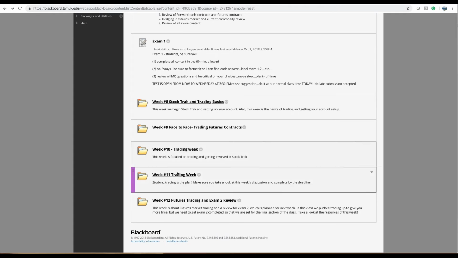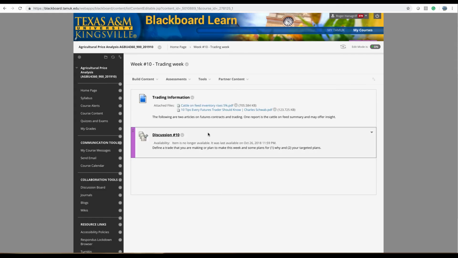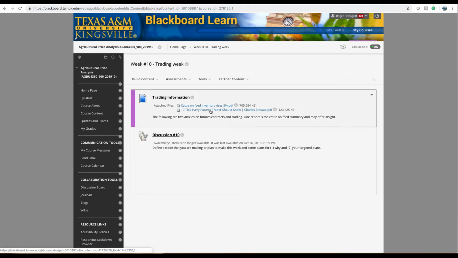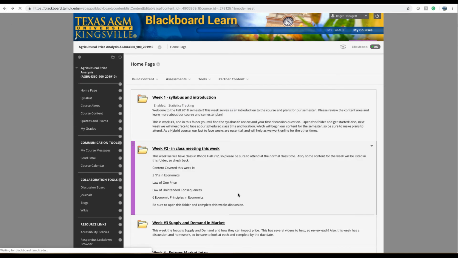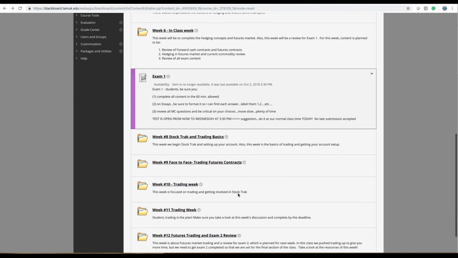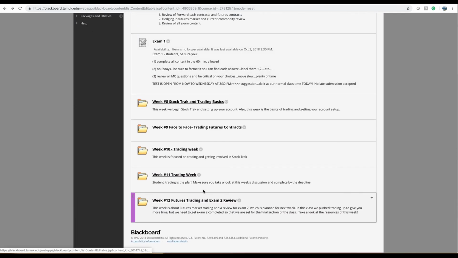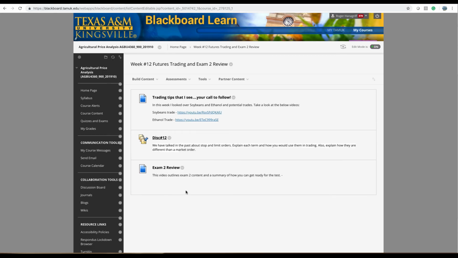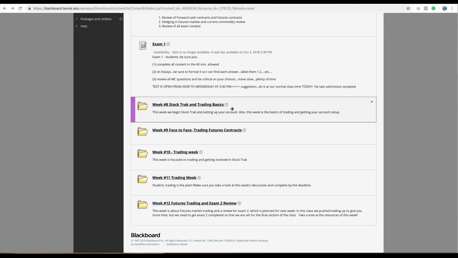Week 10 and week 11, these were trading weeks, and there's really not a whole lot here. In week 10, I did give you some Catalan feed and tips, so make sure you review these because these are things I can pull out and create questions from that have to do with you learning how to trade. And then, of course, in week 11 and then in our current week right now, we're in, again, additional content. If I jump into week 12, you had a discussion that's about stop and limit orders, so make sure you prepare for that.